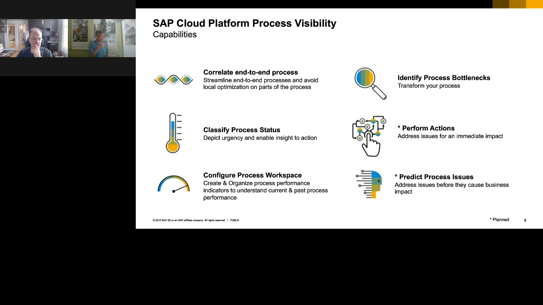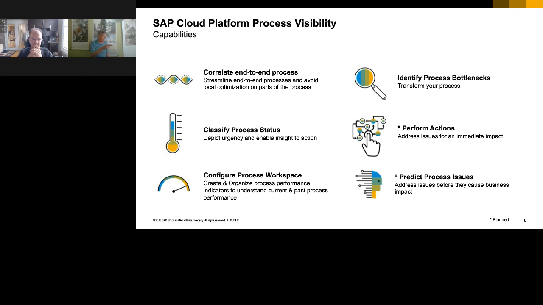And configuring the process workspace, what we're going to see in a moment. This is all done through configuration, so no development is involved, and we're going to actually create a scenario from scratch. We can also identify the process bottlenecks, and if we know there's a delay in something upstream, it's going to affect everything downstream. So being able to identify the potential bottlenecks is important.